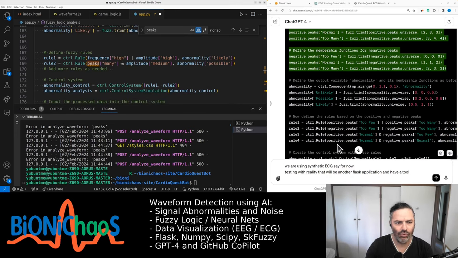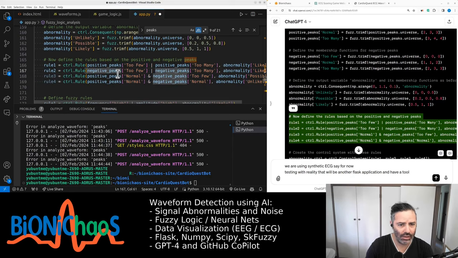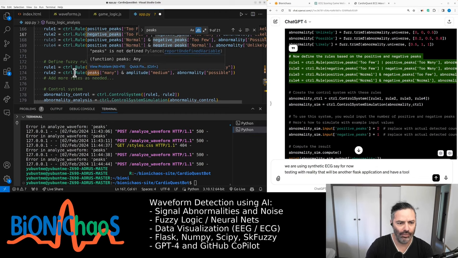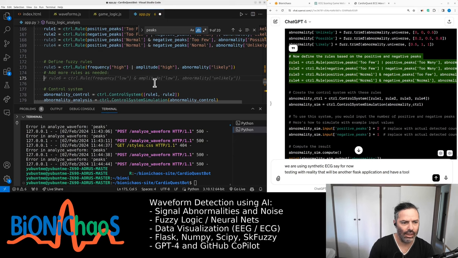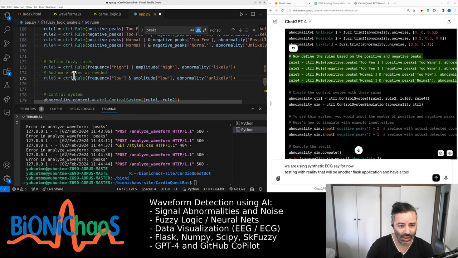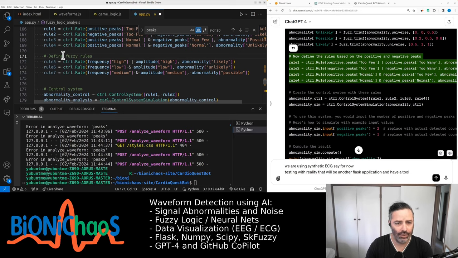Now we have these rules. Yeah, we need to get our rules correctly. So we have rules based on positive and negative peaks. Too many, too few. We don't need this one anymore. This should be rule 5. It's looking at the frequency, amplitude, and more rules as needed. Suggesting rule 7. Okay, let's take it. Let's suggest more. It does medium, medium. It's not a great rule, but we'll keep going though. Okay, so we have those so far.